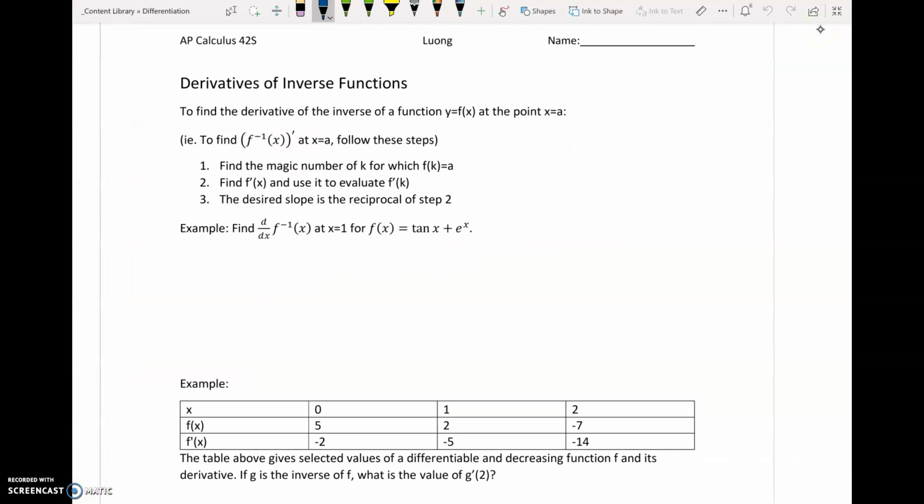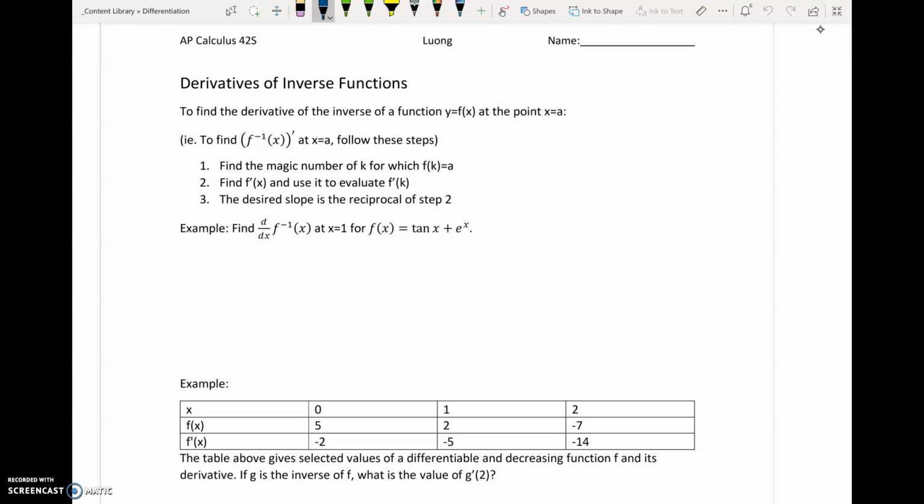This video covers derivatives of inverse functions and also an introduction to particle motion. For the derivatives of inverse functions, we're going to do a very specific type of question, because it gets pretty complicated when we want to find the derivative of inverse functions. So I did lay out a step-by-step guide on how you're going to do this.